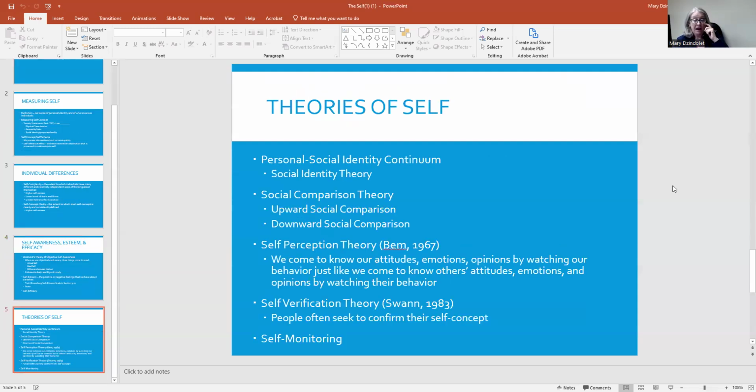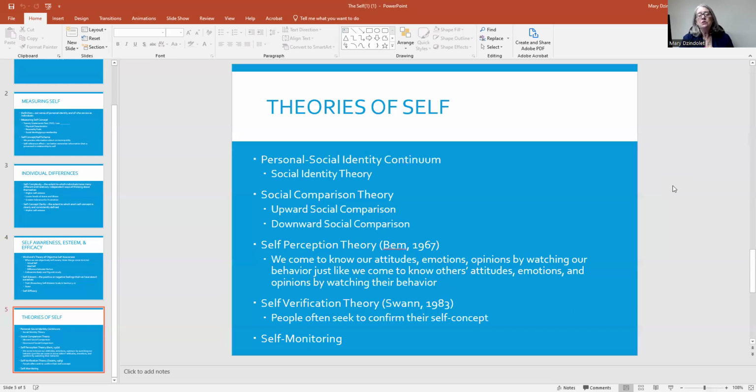Now let's talk about the different theories of the self. So 1, 2, 3, 4, 5. Four of these are talked about in the book, and this is the last slide. But the first one, the personal social identity continuum, is not in the textbook. So I want to make sure I do a really good job explaining this one to you.